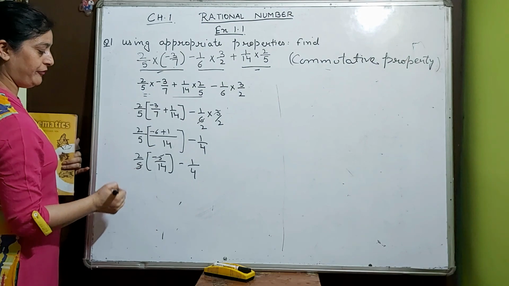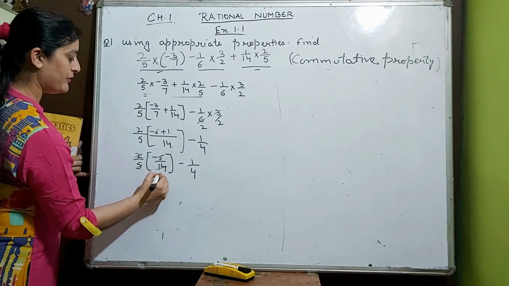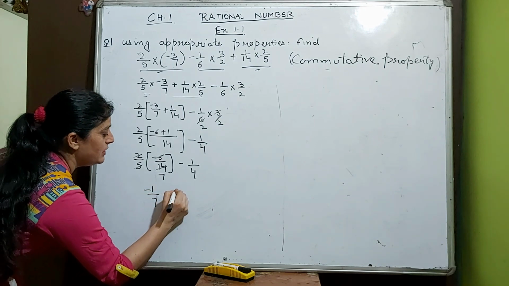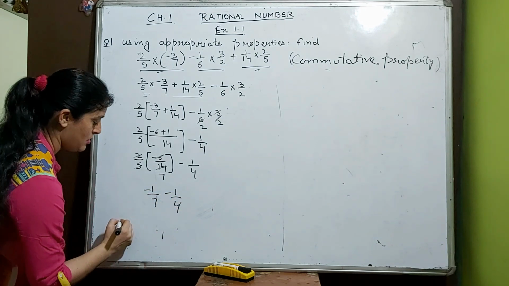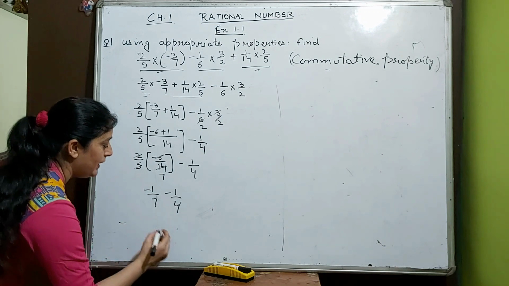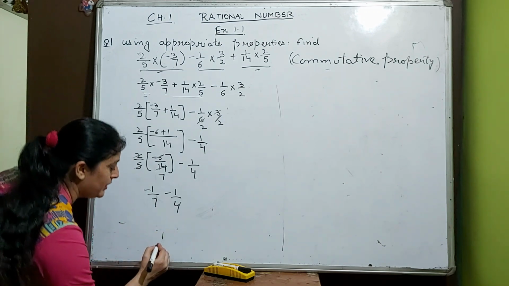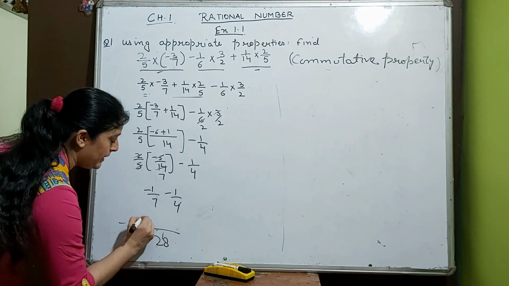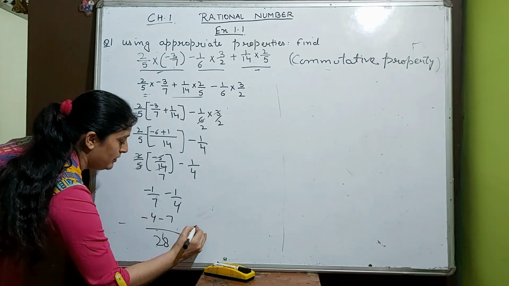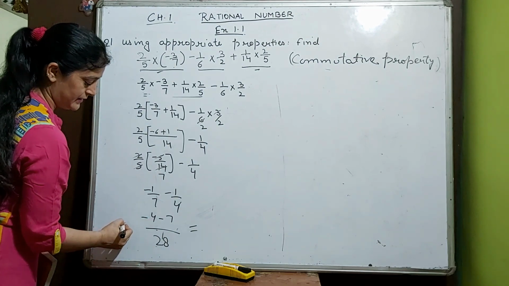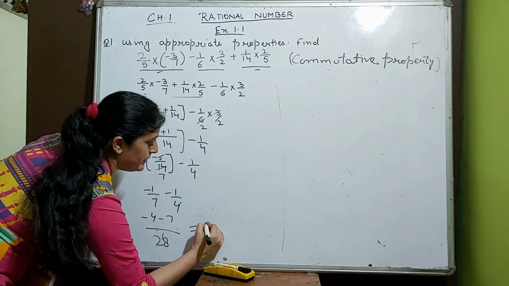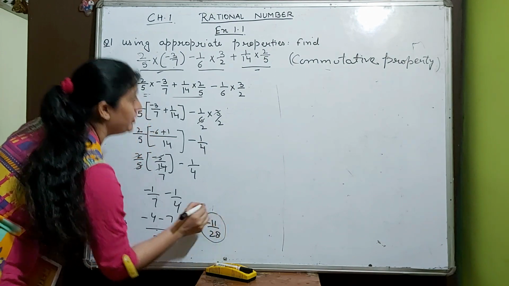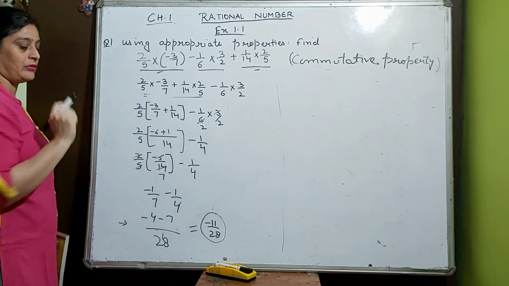5 into 5, 2 1s are 2, 2 7s are 14. There is left minus 1 by 7 minus 1 by 4. Again we are going to take LCM of this. 7 into 4 is 28. 7 4s are 28, minus 4, minus 7. This becomes minus 4 and minus 7, minus 11 by 28. This is the solution of this equation.